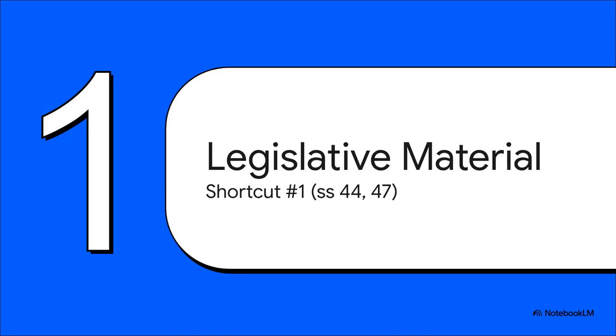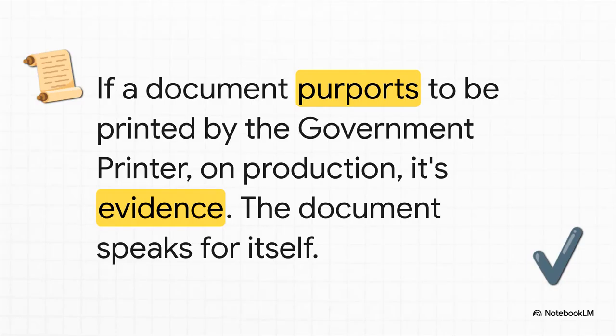So, where do we start? Well, let's go right to the top of the legal food chain, Parliament itself. How do we prove what our lawmakers have actually said and done? This is our first shortcut, and it deals with all that legislative material, covered mainly in Sections 44 and 47 of the Act. And here is the golden rule, and it's actually incredibly simple.